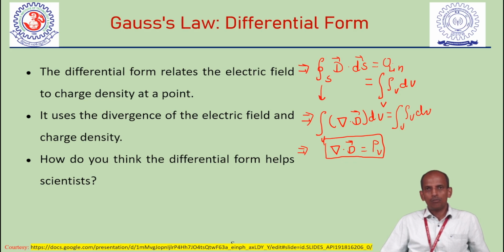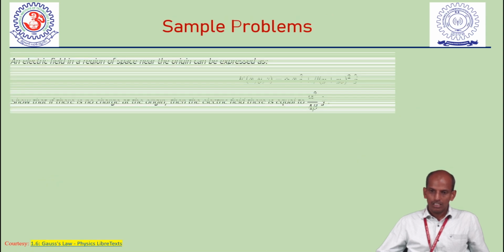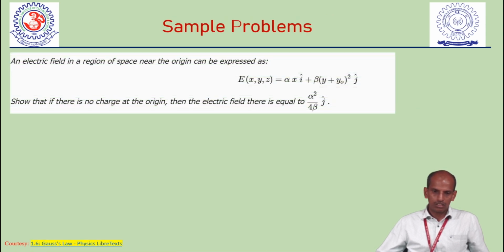Del dot D means the divergence of the flux density vector is equal to the volume charge density at a given point. That is why this is also called the point form. So once again I repeat, the integral form and differential form are very important. The divergence of the flux density vector is always equal to the volume charge density at a given point. That's very important. So let us do one problem that should help you.